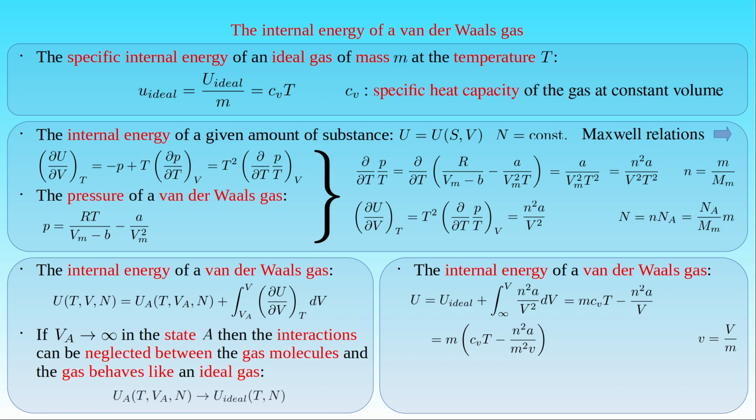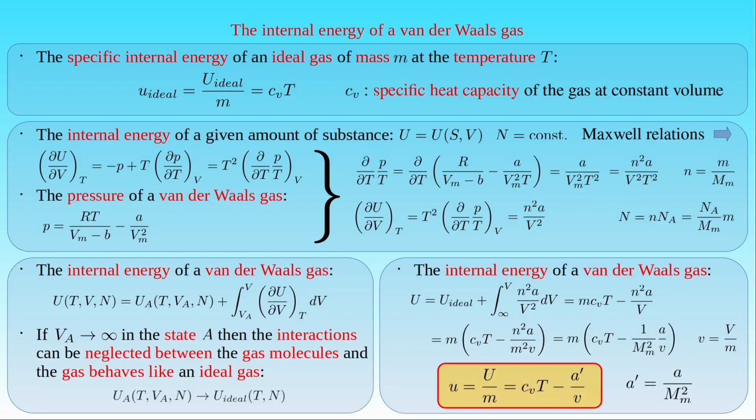Because the amount of species n is given by the ratio of the mass m to the molar mass m sub m, the second term in the parentheses is equal to 1 over the square of m sub m, times A over v. We can absorb the factor 1 over m sub m squared into the pressure correction constant A by defining the constant A prime, and write the specific internal energy u of a van der Waals gas as the specific heat capacity CV of the gas at constant volume times its absolute temperature T, minus the constant A prime over the specific volume v of the gas.